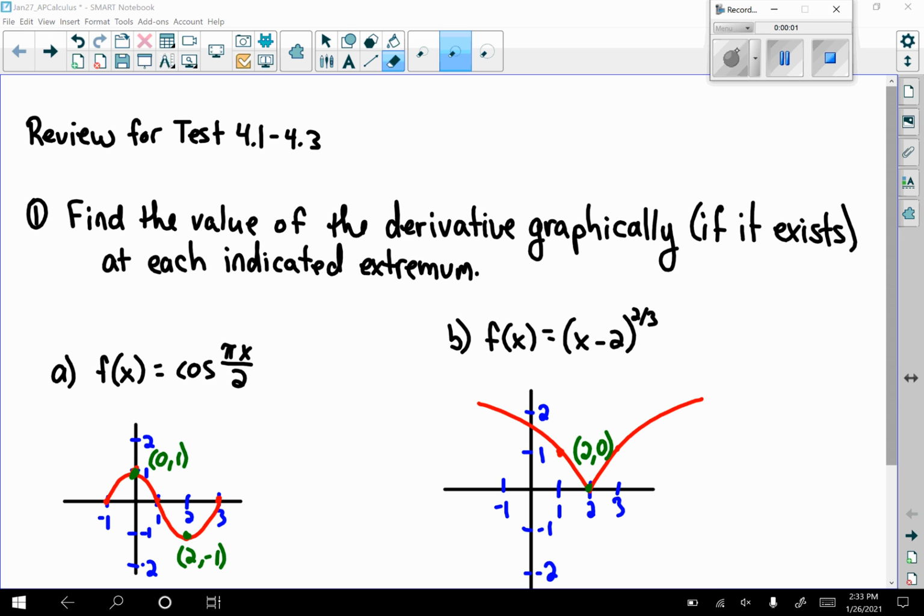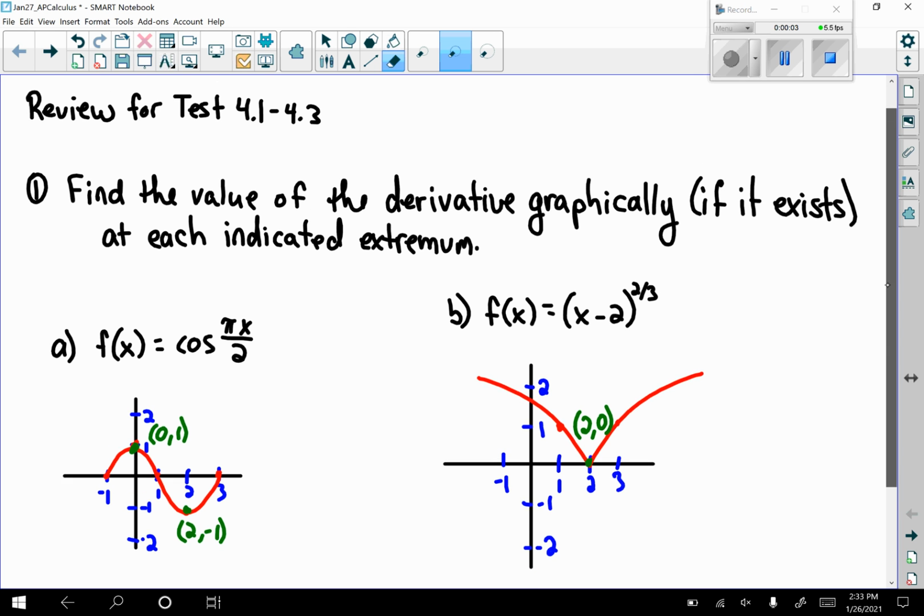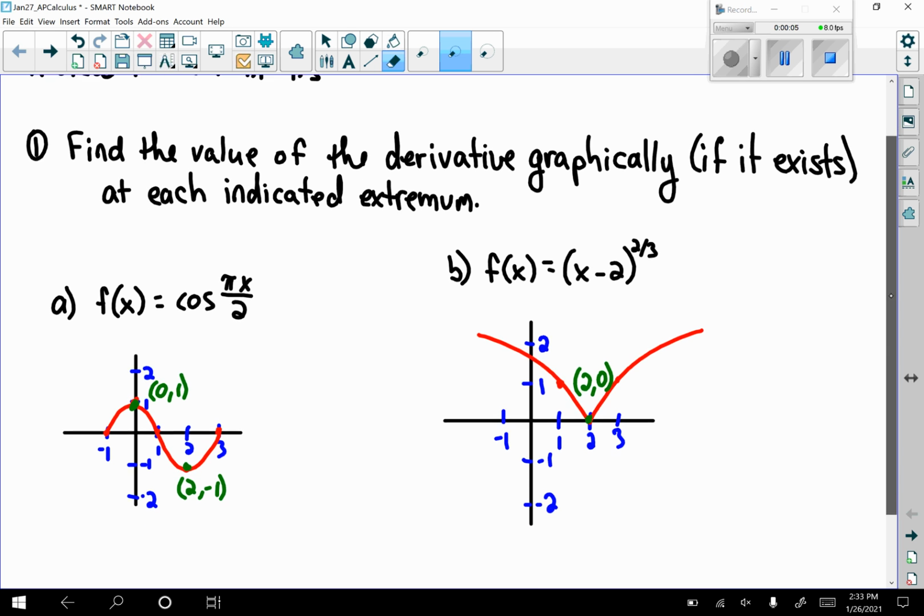We're going to start today off with a little review. So pause the video to try these out. Feel free to copy the examples down as well. But here, this is a lot like what was off of GIF 4.1 from a while back. You want to find the value of the derivative graphically, if it exists, at each indicated extremum.